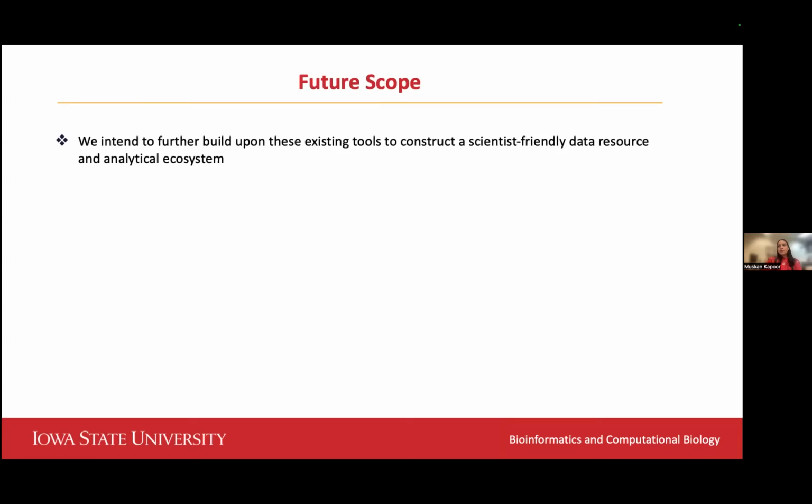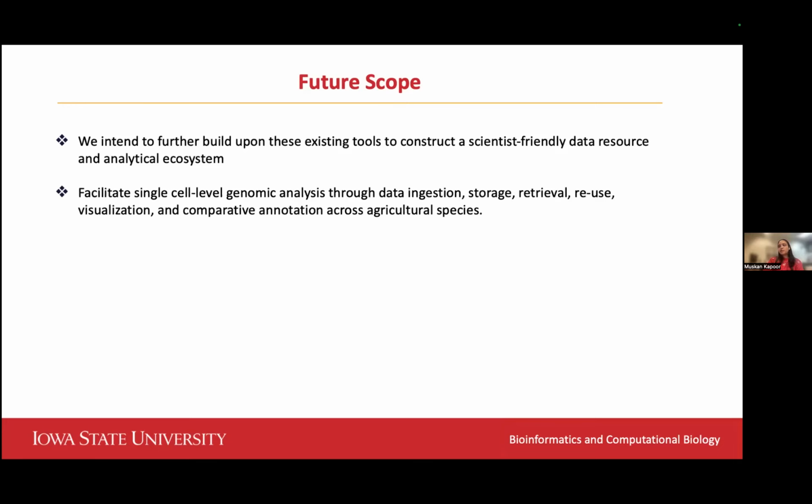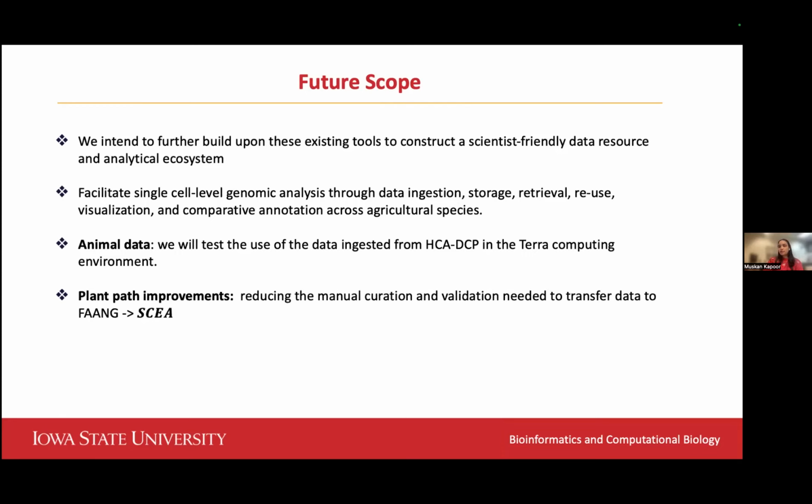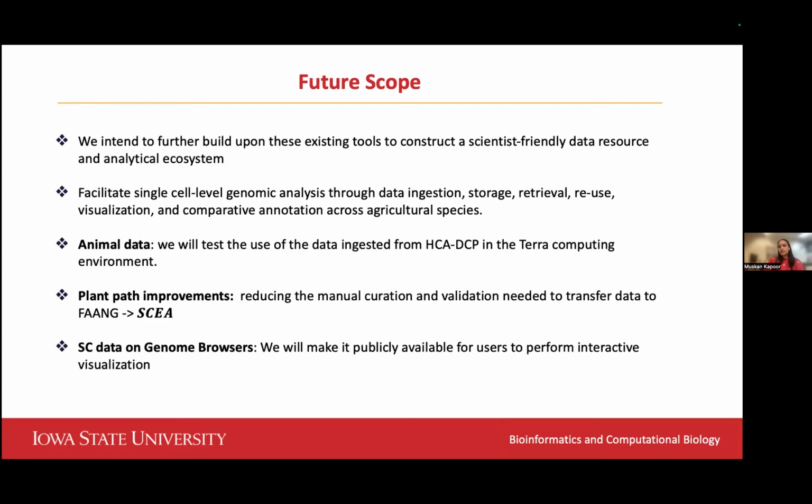The future scope would be we further intend to build these tools to construct a scientist-friendly data resource and analytical ecosystem and facilitate single-cell genomic analysis through data ingestion, storage, retrieval, and comparative annotation across agriculture species. For the animal data, we'll test to use the data ingested in the HCA DCP further in the Terra environment. For plant path, we'll try to reduce the manual curation and validation needed to transfer the data. And for the JBrowse, we'll make it publicly available for the users to perform interactive visualization. And lastly, the ShinyPiggy will add the cluster annotation functionality to the tool.